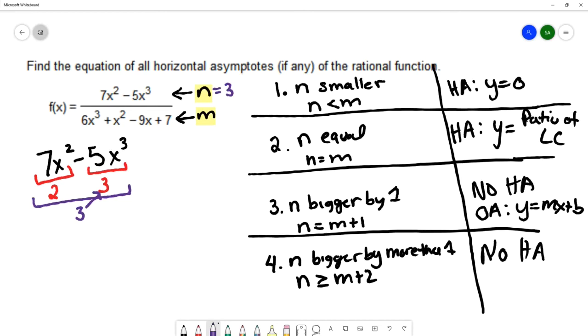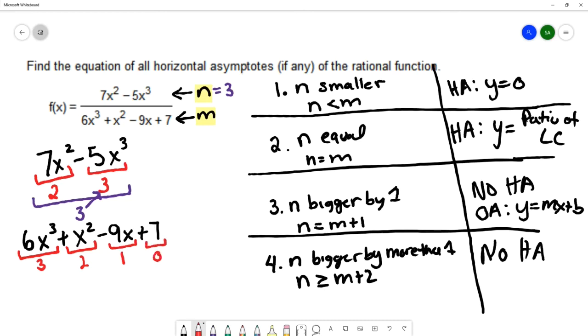So we now know that n is 3. The degree of the numerator is 3. But then we're going to look at the degree of the denominator. So our denominator is 6x cubed plus x squared minus 9x plus 7. We can look at the degree of individual terms. The degree of 6x cubed is 3. The degree of x squared is 2. The degree of 9x is 1. And the degree of 7 is 0. There's no variable, so the degree is 0.